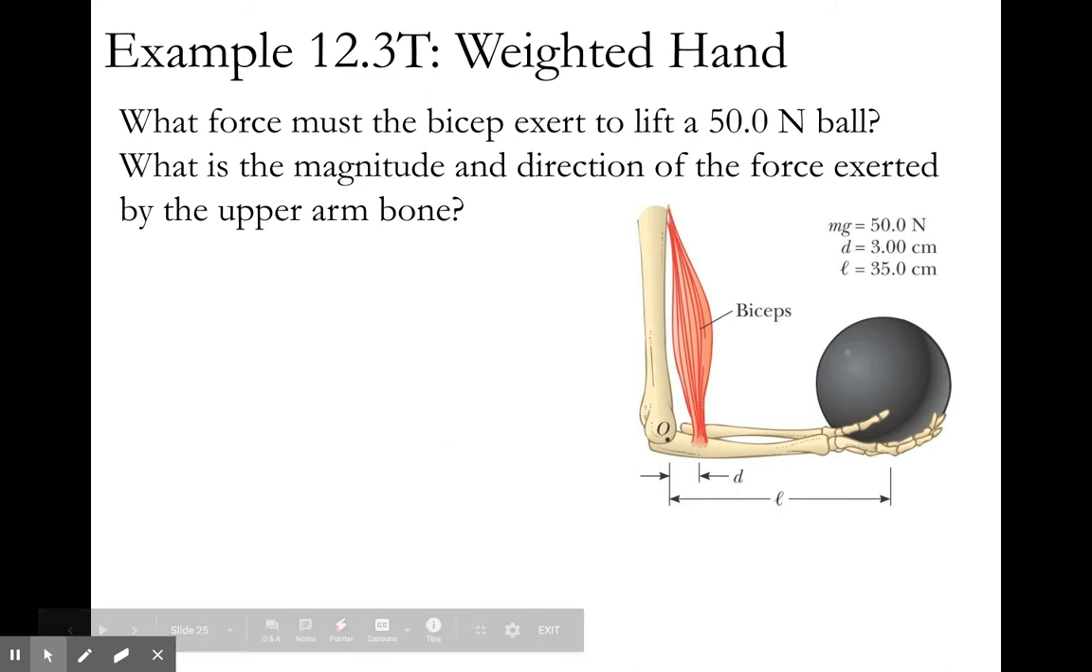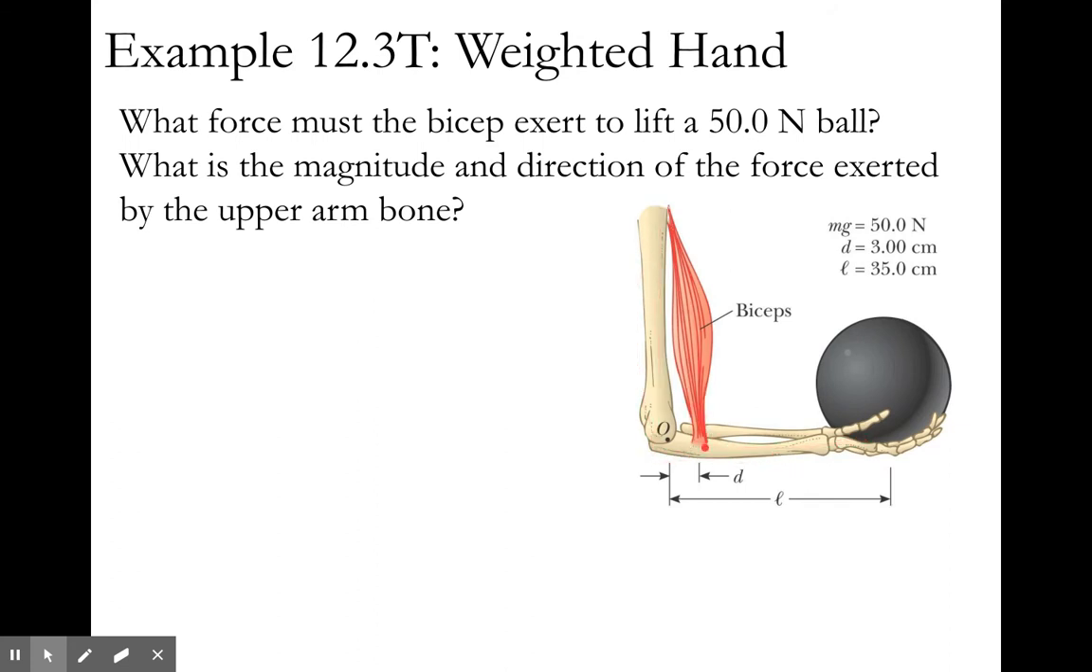Okay, so the last example is a weighted hand. This is kind of interesting. It really surprised me when we first did this problem. Okay, so we have a question. Basically you're holding a bowling ball in the hand, and this is actually the details of how the bones and muscles are attached.